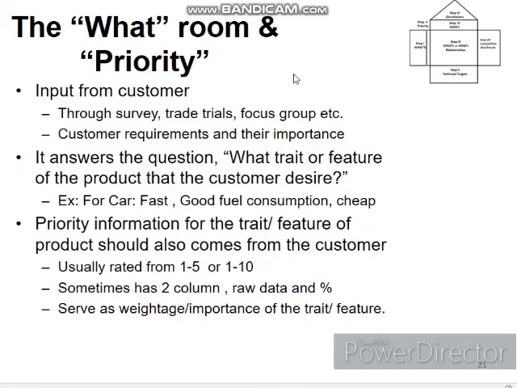So basically that's what the first two rooms are for. The first one is for the voice of the customer, where you're seeking input from the customer on the trait or feature of the product that the customer desires. And the second room is the priority room, where you put the importance of each trait or feature that the customer desired, based on customer input. So that's the first two steps that you have to do.